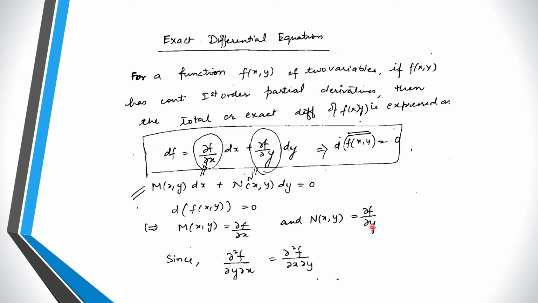Now since our function is continuous, the order doesn't matter, meaning the second order partial derivative of f with respect to y and x is the same as the second order partial derivative of f with respect to x and y. So this should be the same. It is equal, it means the partial derivative of M with respect to y is equal to the partial derivative of N with respect to x.